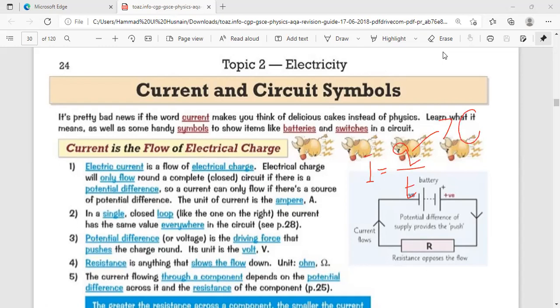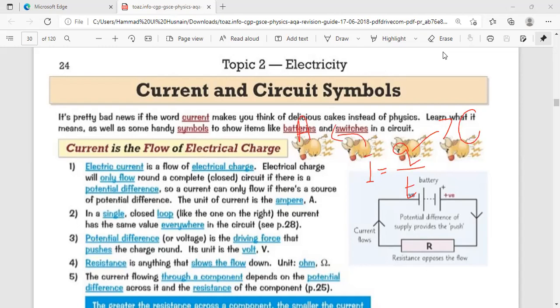Similarly, for charge we use the unit coulomb. Coulomb is basically the unit in which we measure charge. As we measure time in seconds or minutes or hours, similarly, we use coulombs to measure charge. And for current, the unit we use is ampere, and we represent it by A. These are the necessary things we need to understand about current.